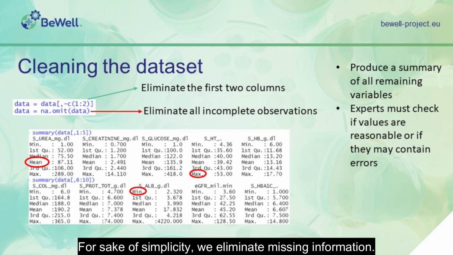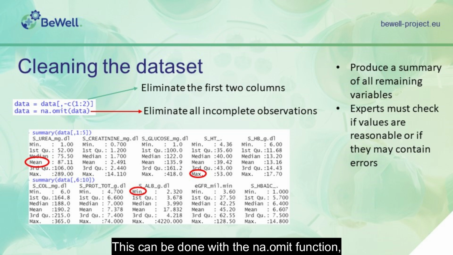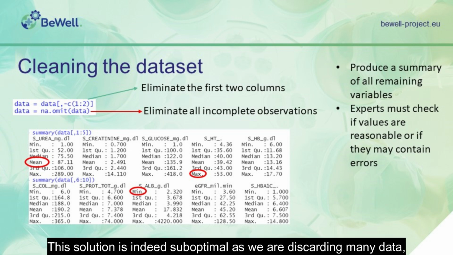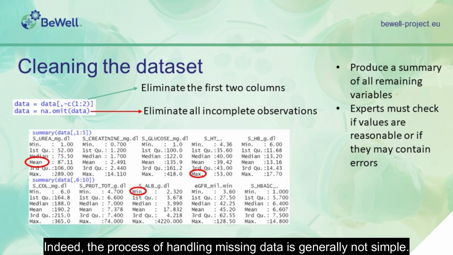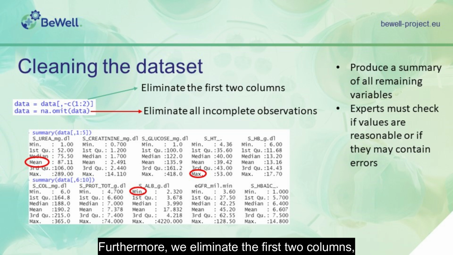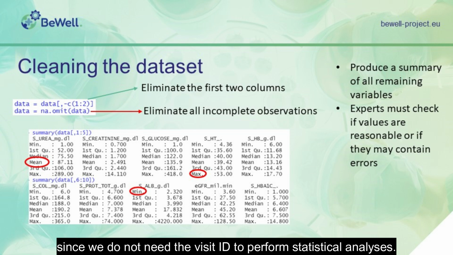For sake of simplicity, we eliminate missing information. This can be done with the na.omit function, which deletes all patients without complete data. This solution is indeed suboptimal as we are discarding many data, which may still be valuable even if incomplete. Indeed, the process of handling missing data is generally not simple. Furthermore, we eliminate the first 2 columns, since we do not need the visit ID to perform statistical analyses.